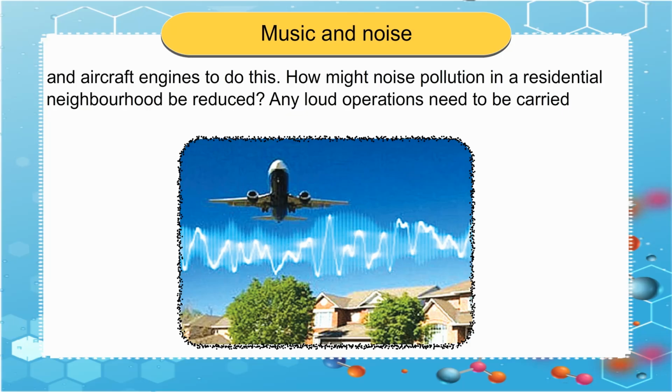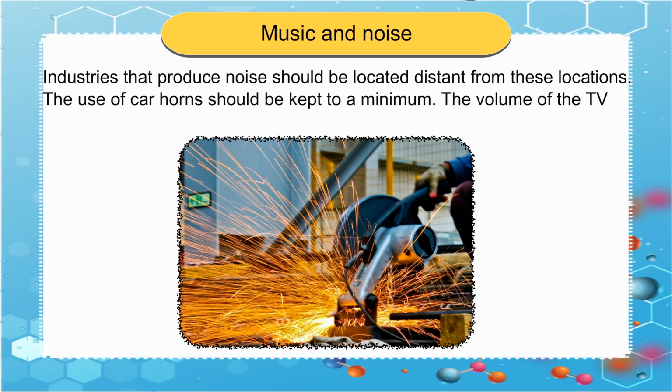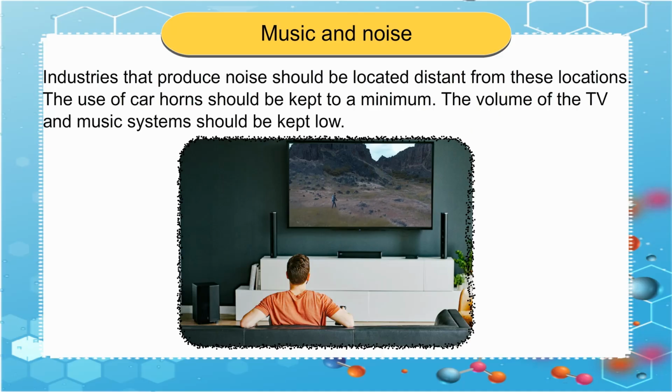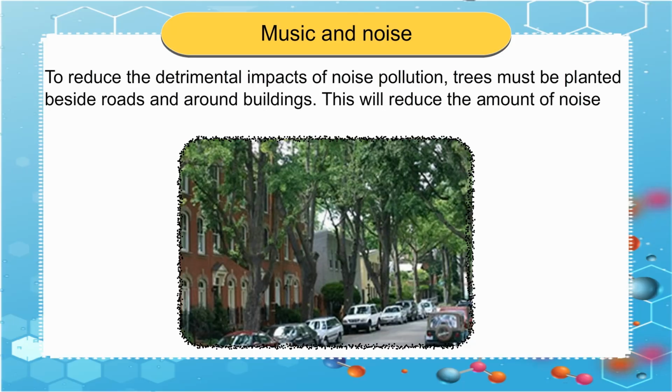Any loud operations need to be carried out away from any residential areas. Industries that produce noise should be located distant from these locations. The use of car horns should be kept to a minimum. The volume of the TV and music systems should be kept low. To reduce the detrimental impacts of noise pollution, trees must be planted beside roads and around buildings. This will reduce the amount of noise that reaches the locals.